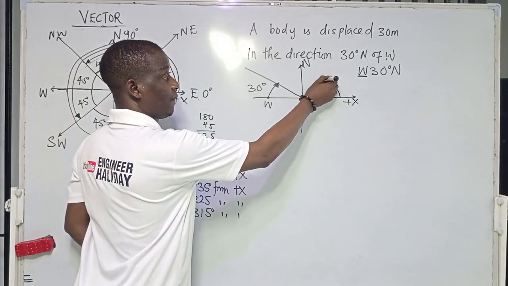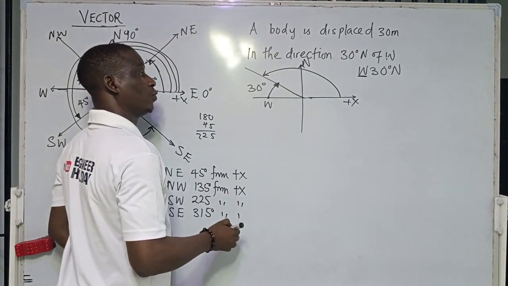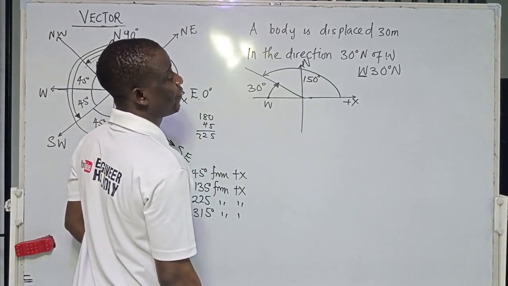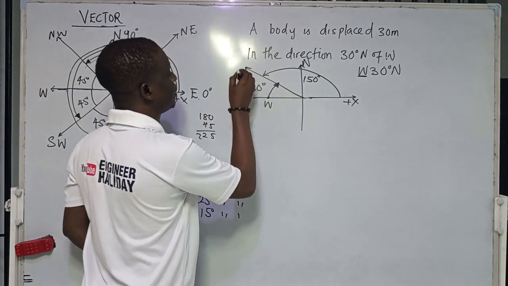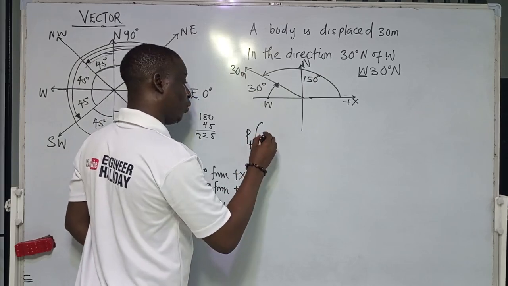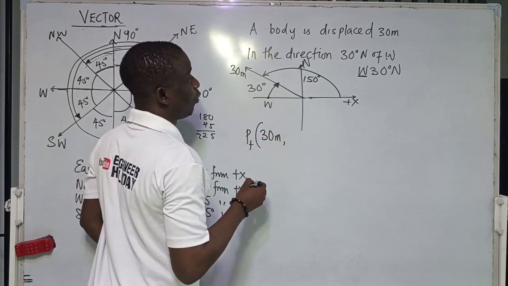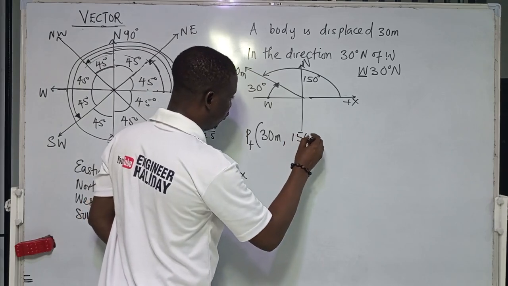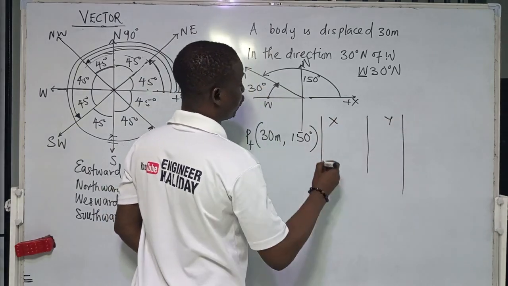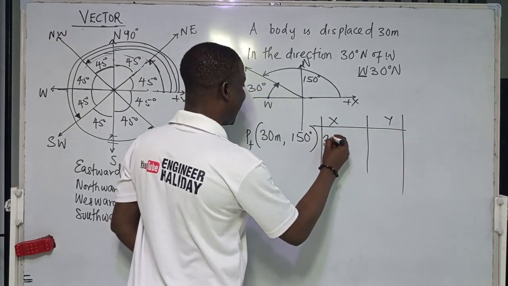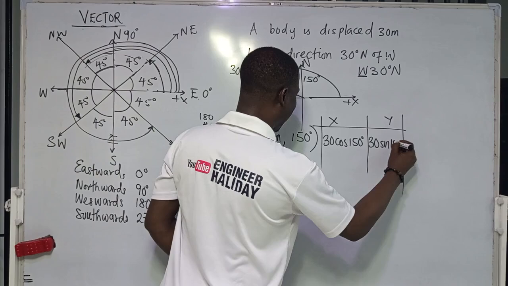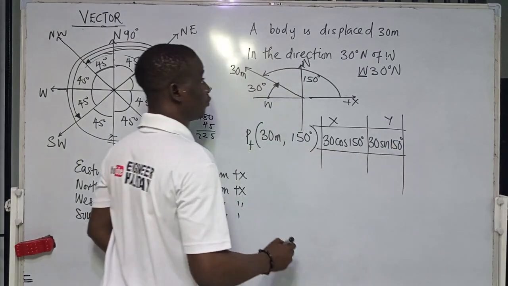Look at me. So what is this angle? This angle will be 150 degrees. If that angle is 150 degrees, then the magnitude is 30 meters. So in polar form, our magnitude is 30 meters and our direction is 150 degrees, measured from the positive x-axis in an anti-clockwise direction. So if I want to resolve it now, I will resolve it as 30 cos 150 degrees, 30 sine 150 degrees. I've ended up resolving this particular vector.